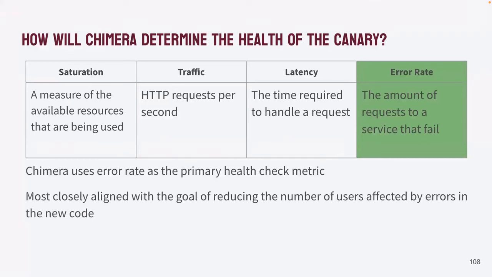A key benefit of using Canary deployments is to minimize the amount of users that can be negatively impacted by errors in new code. And we felt that tracking error rate was the signal that's most closely aligned with that goal. And in keeping with the design goals of simplicity and ease of use, we decided that Chimera would just track the number of HTTP 500 status codes returned by the service. This keeps Chimera configuration simple because the user can define a basic threshold, and if the number of failures exceeds that threshold, Chimera can initiate an automatic rollback.